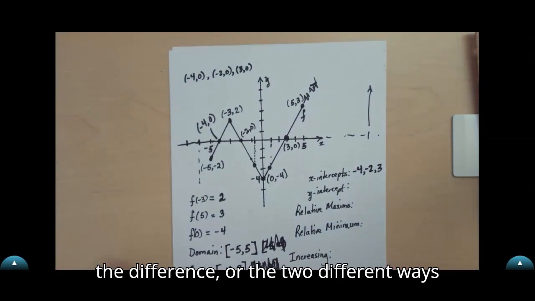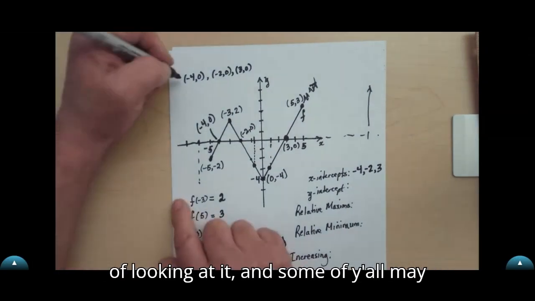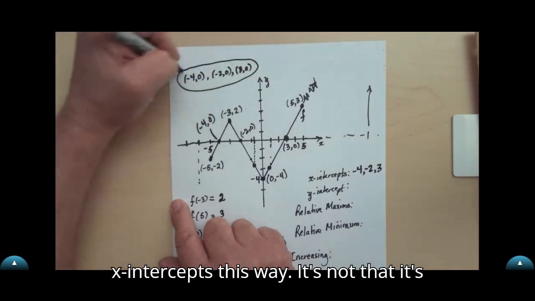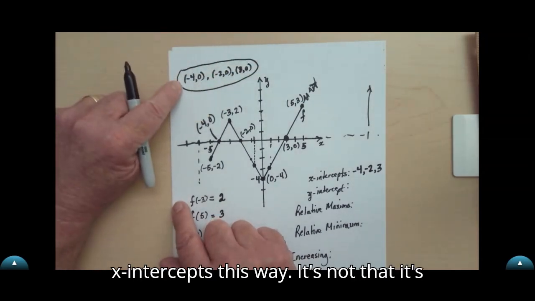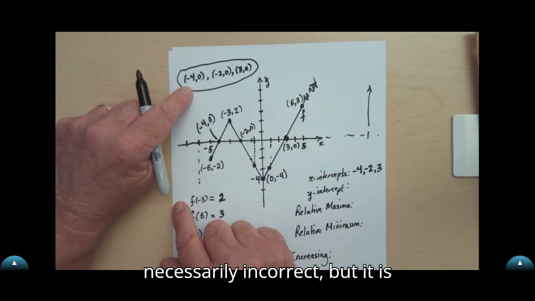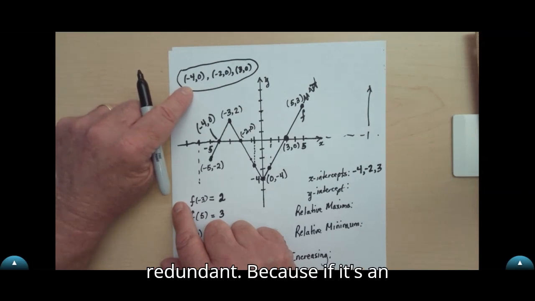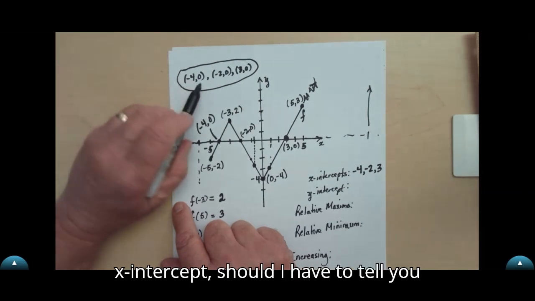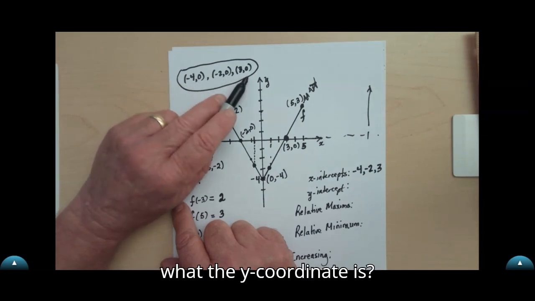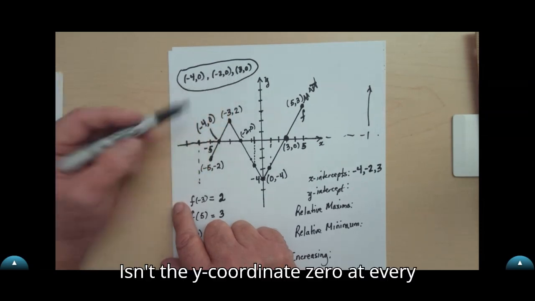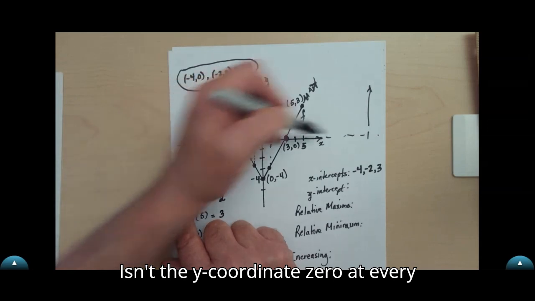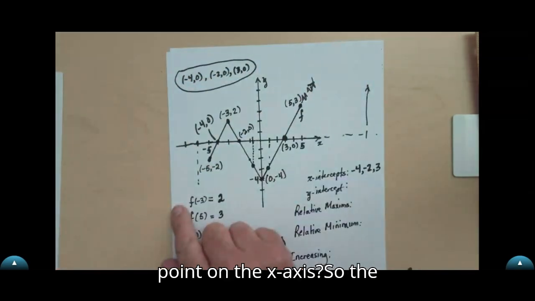So the 2 different ways of looking at it, and some of y'all may have been taught to write the x-intercepts this way. It's not that it's necessarily incorrect, but it is redundant. Because if it's an x-intercept, should I have to tell you what the y-coordinate is? Isn't the y-coordinate 0 at every point on the x-axis?